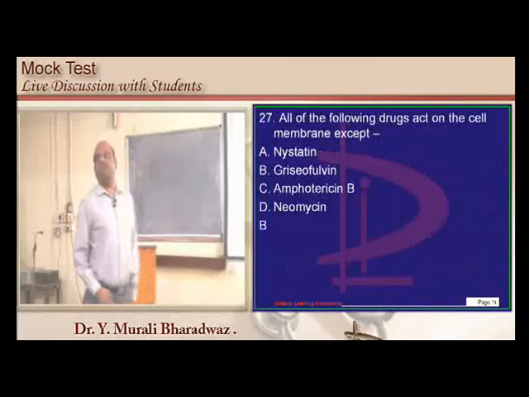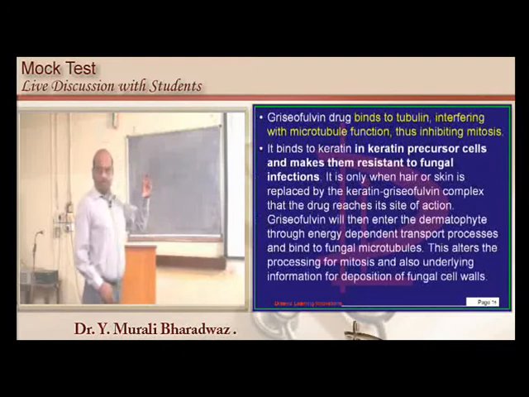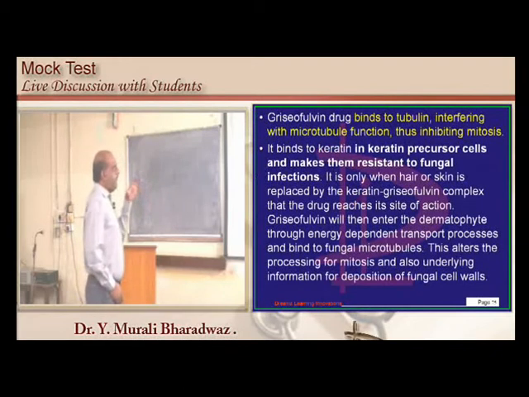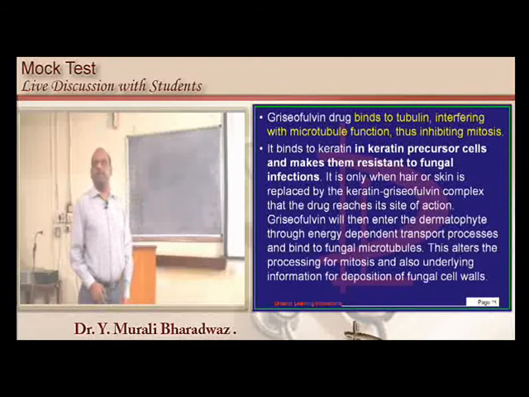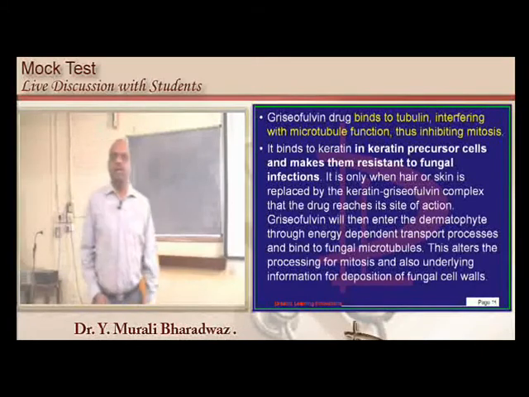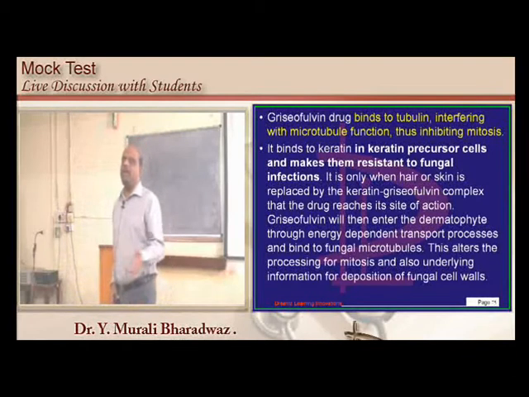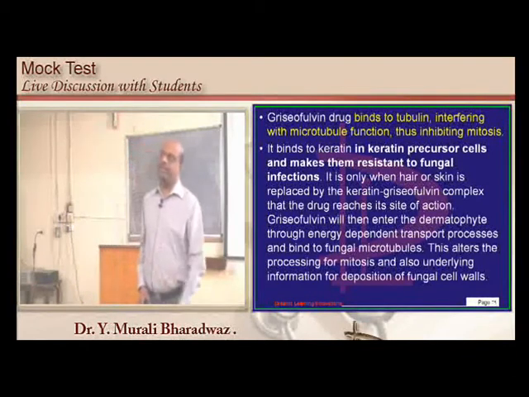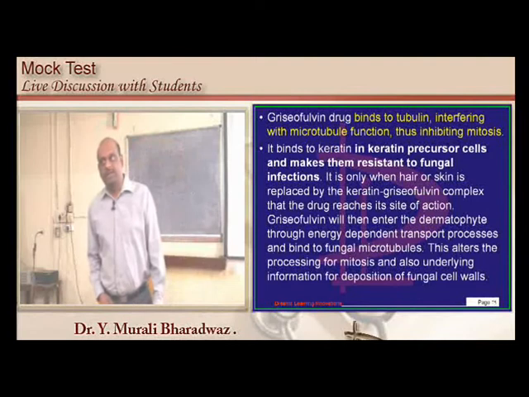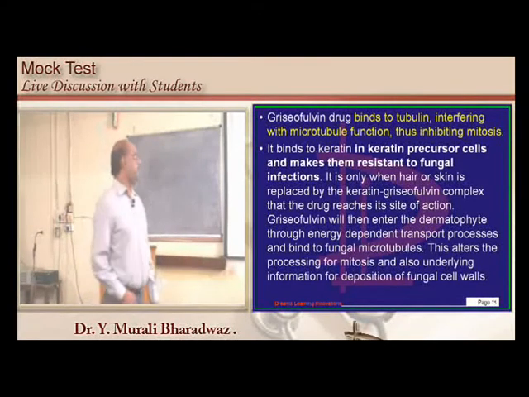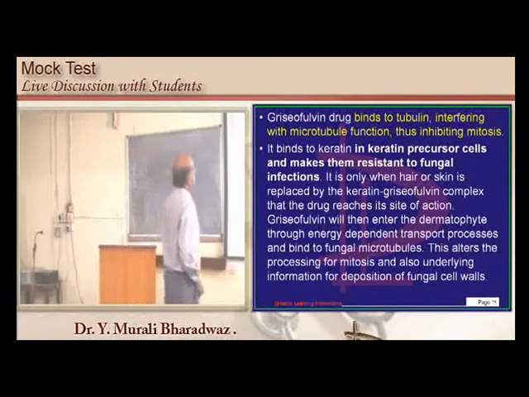Now what is the mechanism of action of griseofulvin? Griseofulvin binds to tubulin and interferes with microtubule formation, and that's how it finally inhibits mitosis. So it is basically a spindle poison. It has nothing to do with cell membrane synthesis. So the antifungal agent griseofulvin's mechanism you should be very, very sure about, doctor.